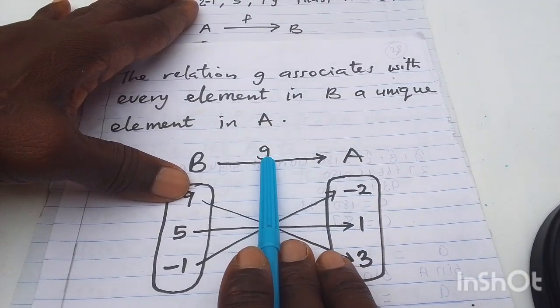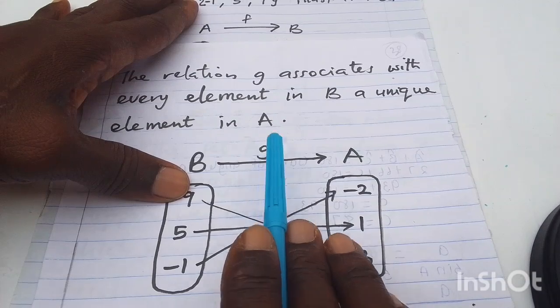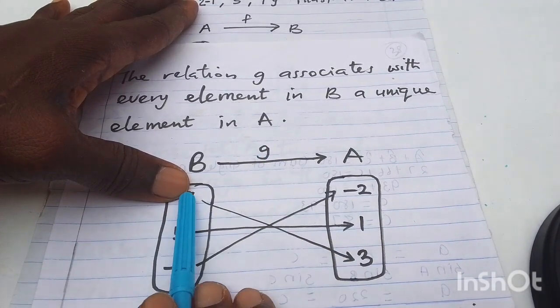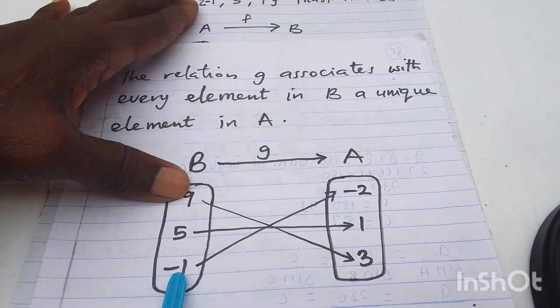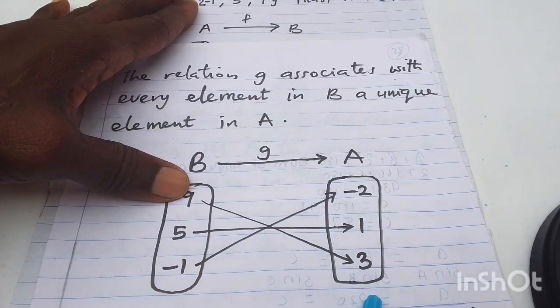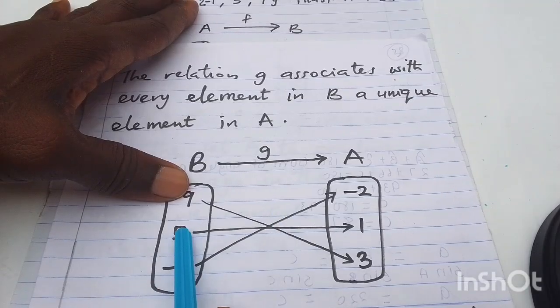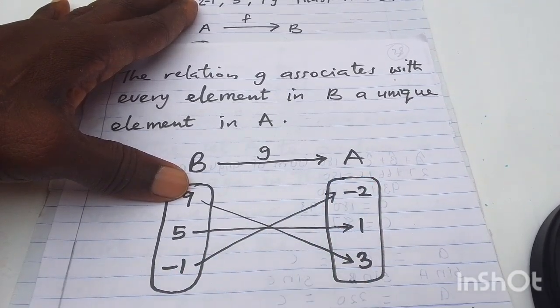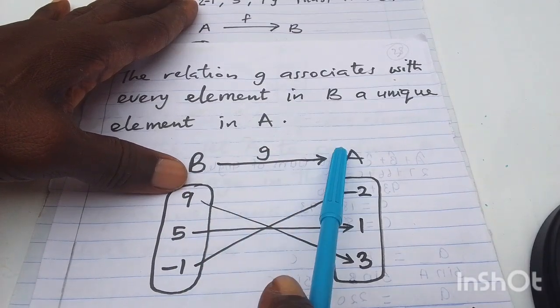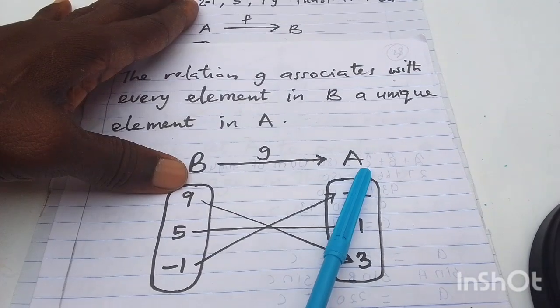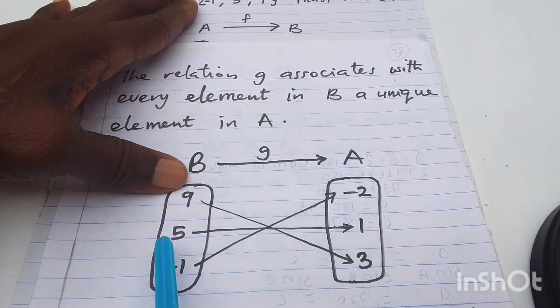For you to look for the inverse, that means you are going to look for a reverse operation that will make this element give us this as the image. So to make 9 give us 3, 5 give us 1, and minus 1 give us minus 2. The operation that makes this the domain, while this one the codomain, is known as the inverse.